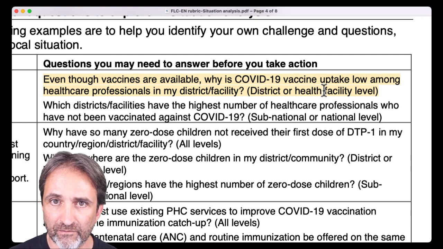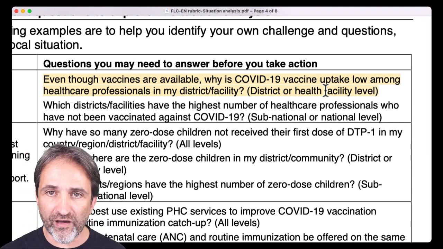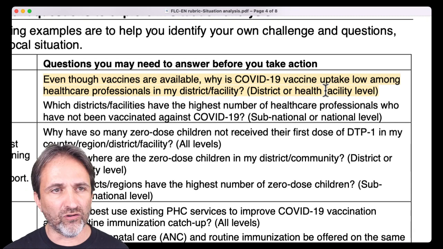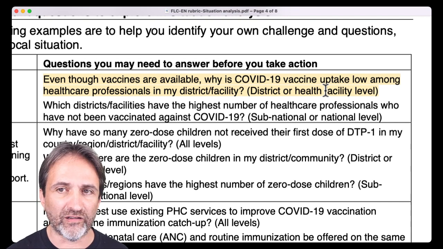So you try to understand why uptake is low, and you could do a survey, or you could look at existing data. Who knows? It depends. What have you got available? What do you know? What do you not know? What are your data sources? Those are all criteria in the rubric.